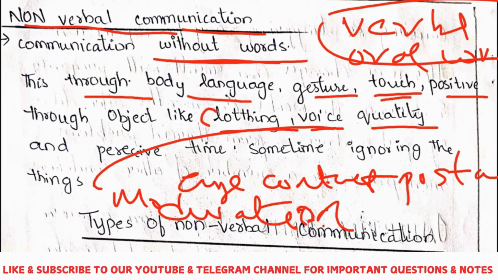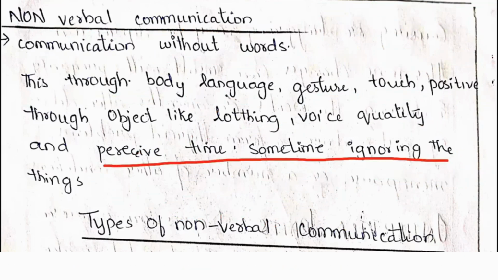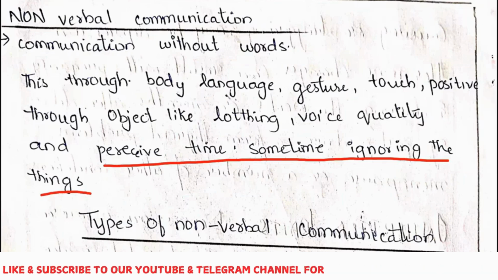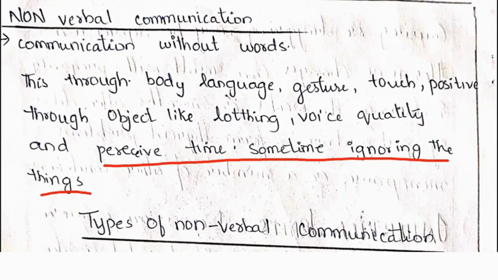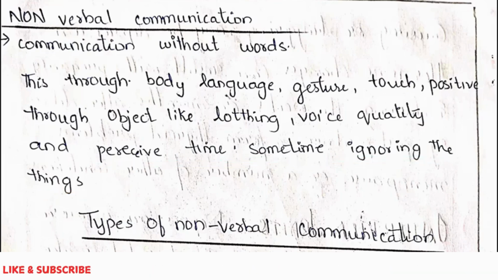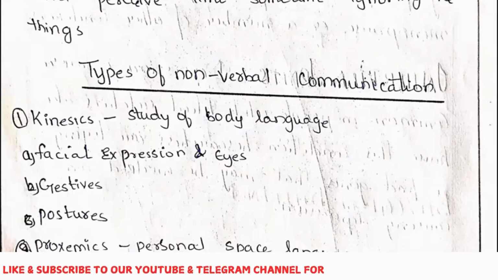And perceive time, sometimes ignoring the things. Nowadays we can see a lot of proverbs and messages about when time matters. You don't have time to meet me, you don't have time to talk to me, you don't have time to send a message, we can speak to others, right? So time also shows something about it. When we ignore a person, it also contains non-verbal communication. And types of non-verbal communication skills, different types we have.